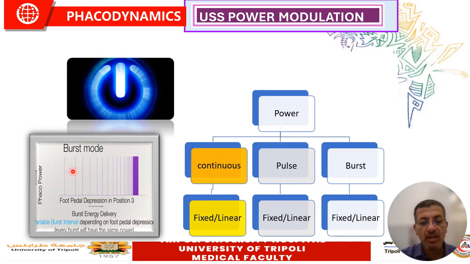As the surgeon presses down on the foot pedal, the interval between pulses will be shortened, and the whole amount will be delivered at the end as a continuous ultrasound. So these are the different types of ultrasound delivery. We will study one by one each of these and know the advantage of each type and the phacodynamics for each one.